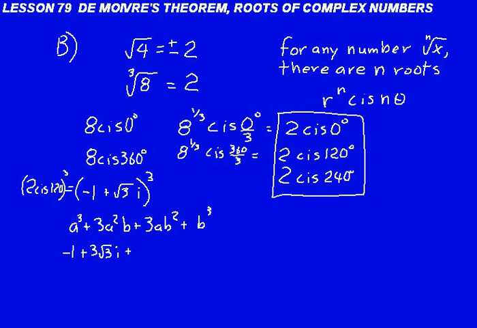Why don't we write all that out? It would be 3 times -1, and then times the square root of 3i. That squared would be a -3. And then plus b cubed.